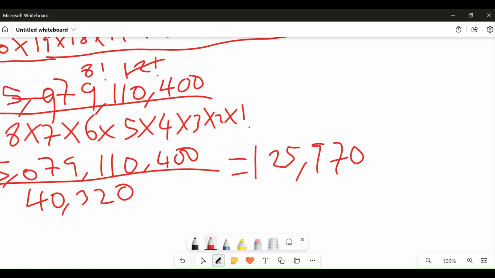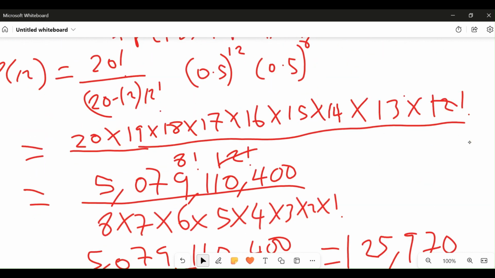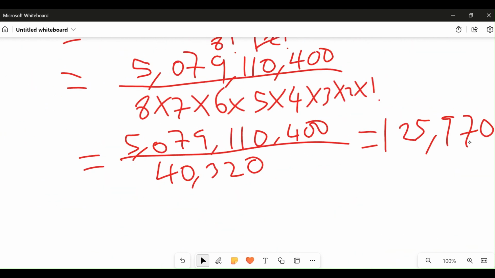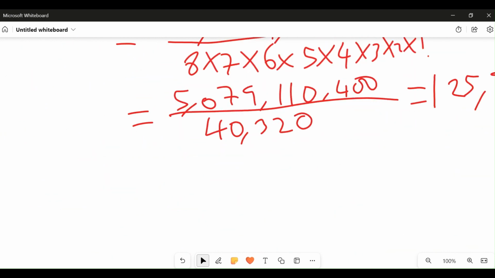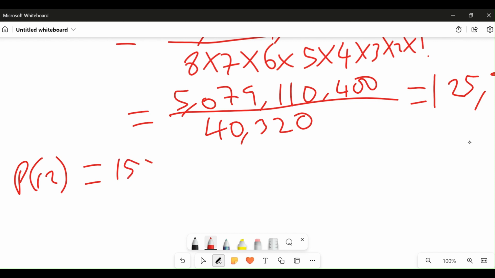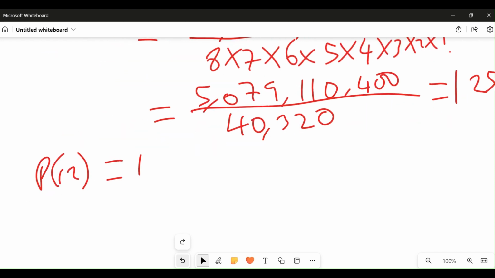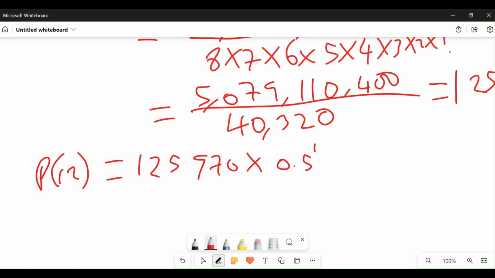So now we want to find 0.5 raised to power 12 as well as 0.5 raised to power 8. Don't forget the real answer we are looking for, which is the probability of 12. That will be 125970 times 0.5 raised to power 12 times 0.5 raised to power 8.